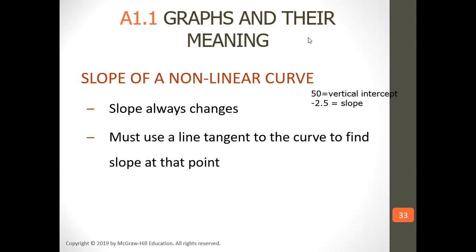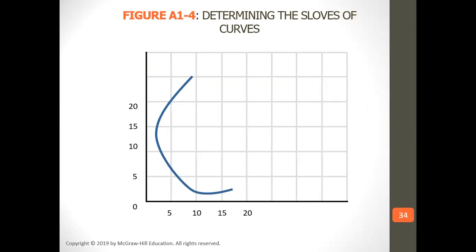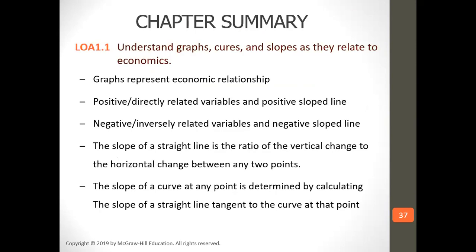Great job. So then, slope of a nonlinear curve. The slope always changes. You must use a line tangent to the curve to find the slope. So this would be a nonlinear curve, and to find the slope, you have to draw a tangent line. That's the instantaneous rate of change. We won't have to worry about that. So graphs go through economic relationships. We look at positive slope lines, negative slope lines, and then the tangents. So good job, everybody.